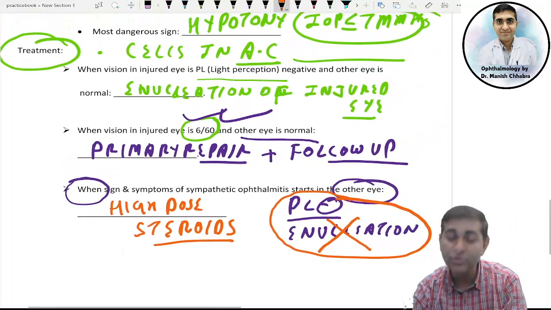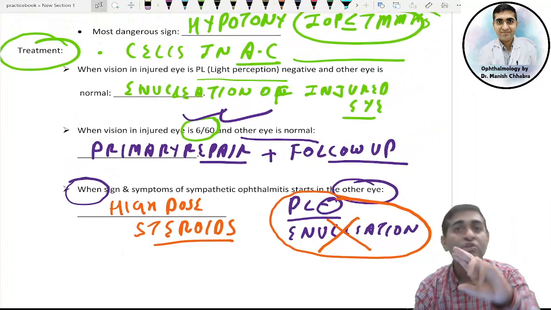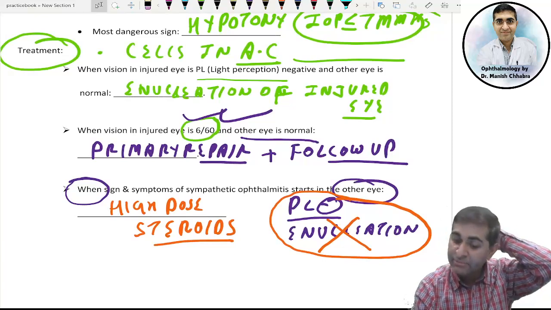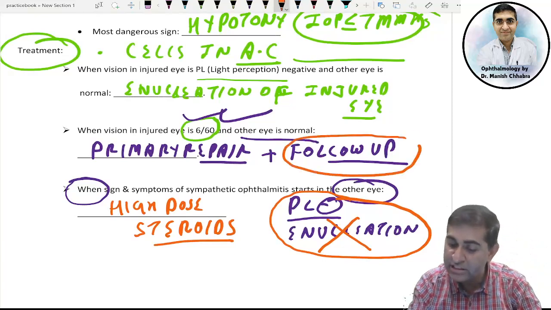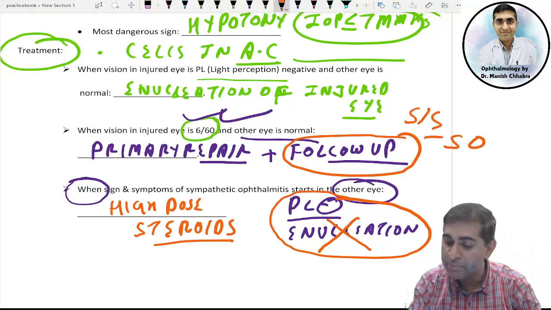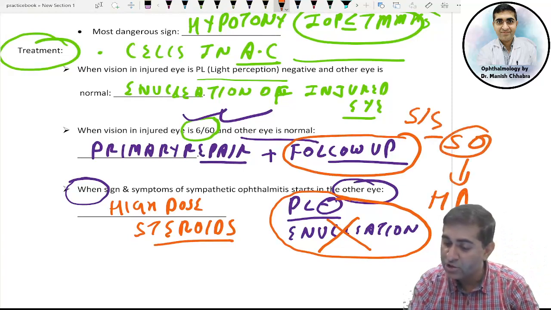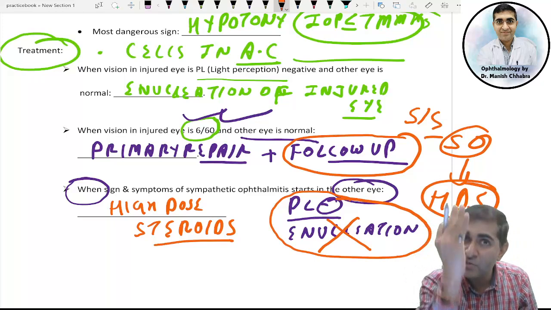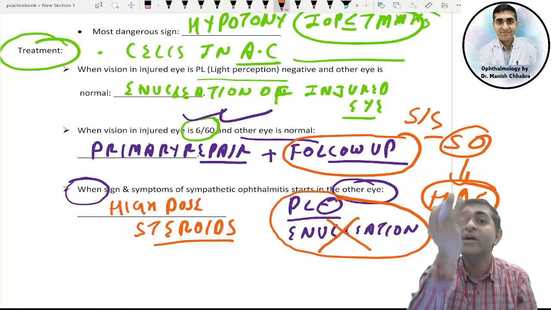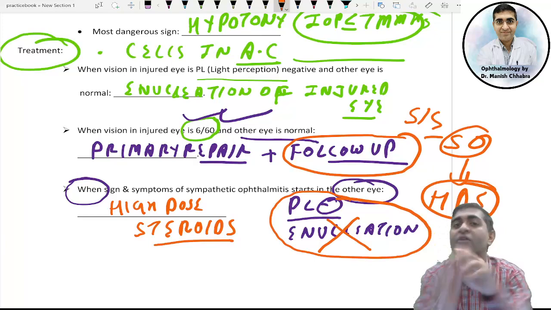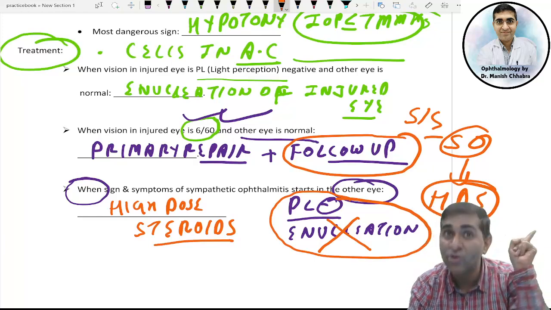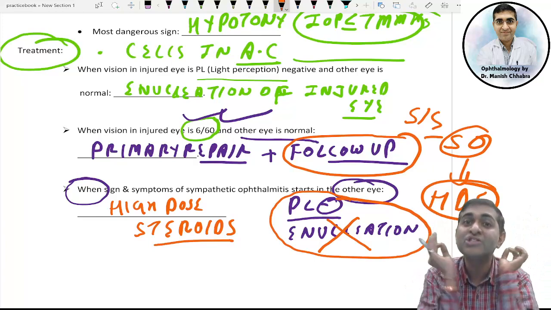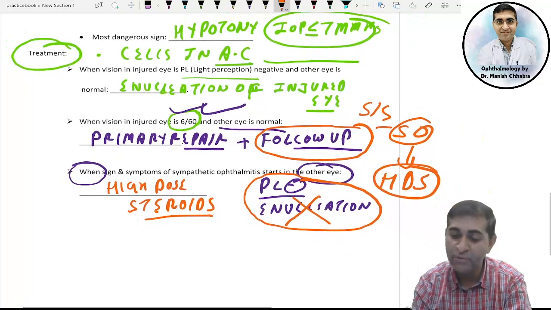Yes, so I gave you 3 criteria. First criteria, you can go for enucleation. Second, you just go for primary repair and keep the patient on follow-up. If on follow-up you see signs and symptoms of sympathetic ophthalmitis, then you will start the patient on high dose steroids. In the third scenario, even if one eye is PL negative but the patient has come to you with the signs and symptoms of sympathetic ophthalmitis in the sound eye, in the non-injured eye, in the other eye, you will only give high dose steroids. So boys and girls, this is all about sympathetic ophthalmitis.